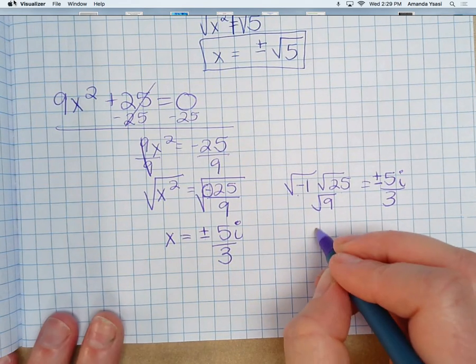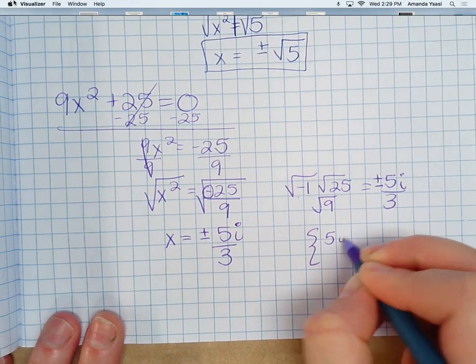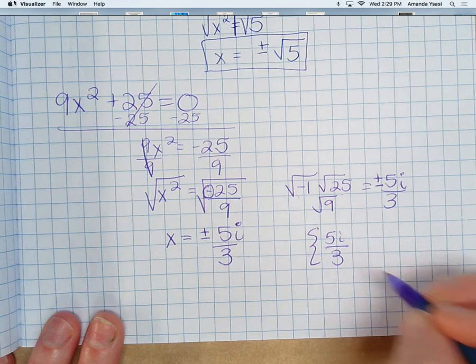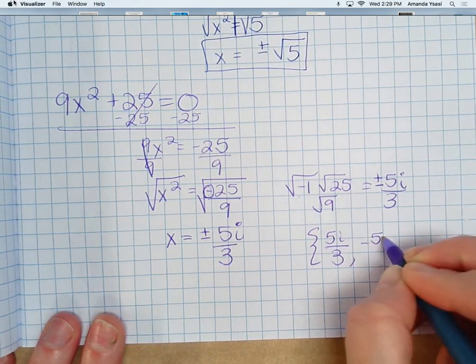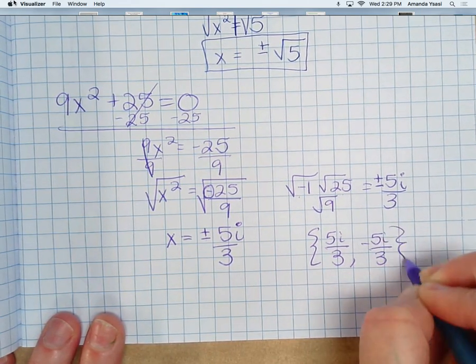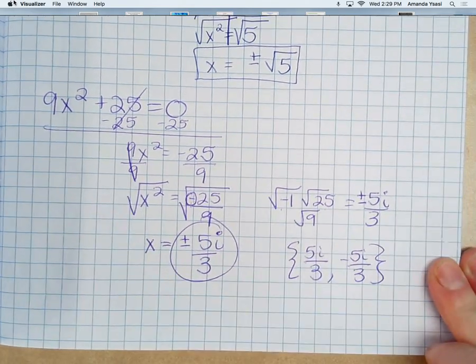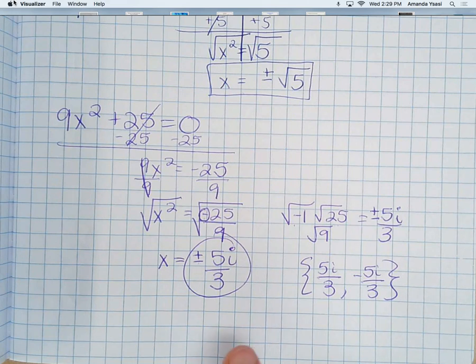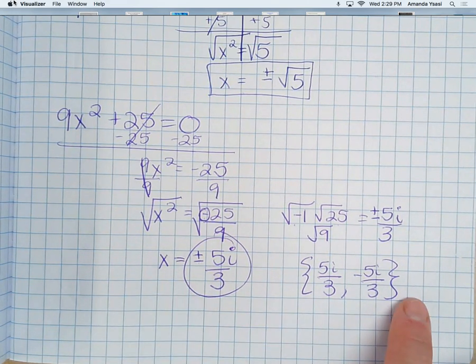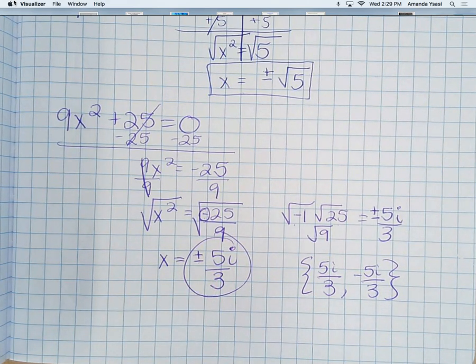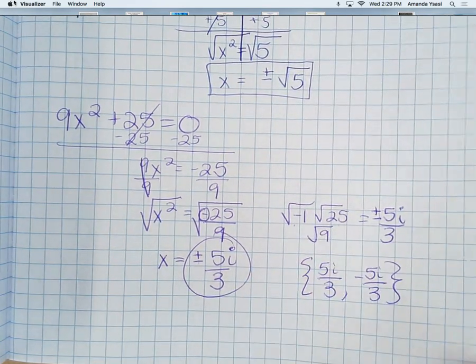So we can write our solution set as 5i over 3, negative 5i over 3. Or you can write it as plus or minus 5i over 3. I think the program lets you do either one. I think there's a button that you can do for plus or minus. Okay.